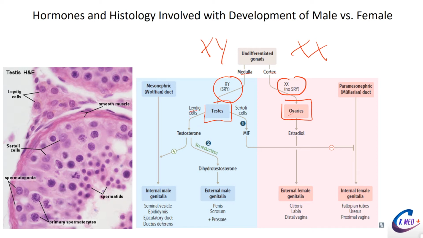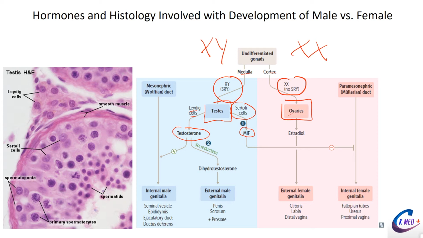But as far as the male side, if we have SRY and we make testicles, that means we make Leydig cells. And Leydig cells are important for making testosterone. We'll come back to that. And we also make Sertoli cells, which are important during development for the production of Mullerian inhibiting factor. That's the only thing we need to worry about at this point in time.